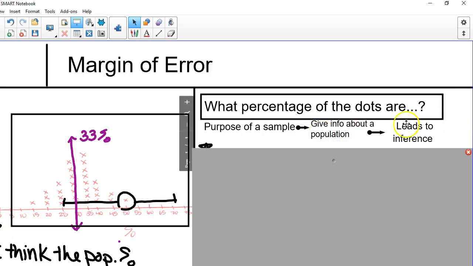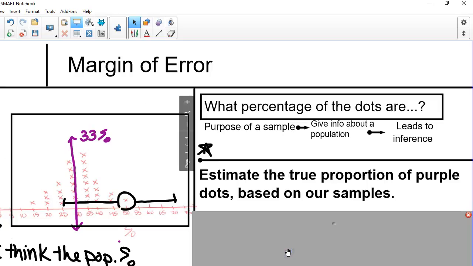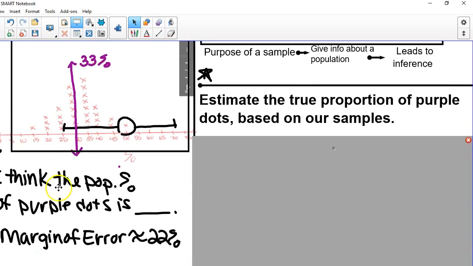That leads us to inference. Then we looked at this right here and we said, what percentage do we think are actually purple in the whole bin of the population? I had people fill this sentence out: I think the population percentage of purple dots is blank.